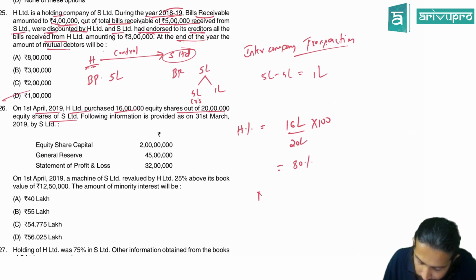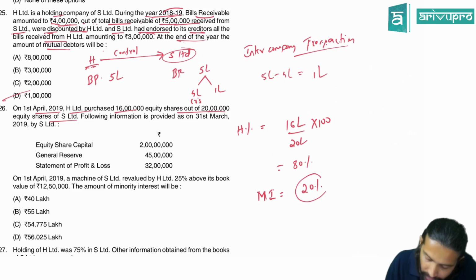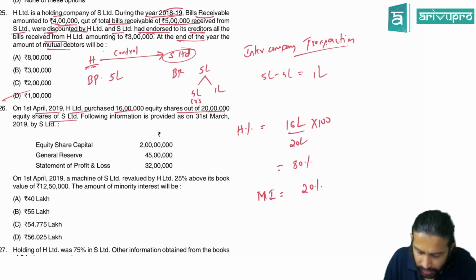That means the balance 20% is held by whom? Balance 20%, guys, we call it minority interest. So if H Limited holds 80%, minority interest will hold about 20%. This is the first observation.